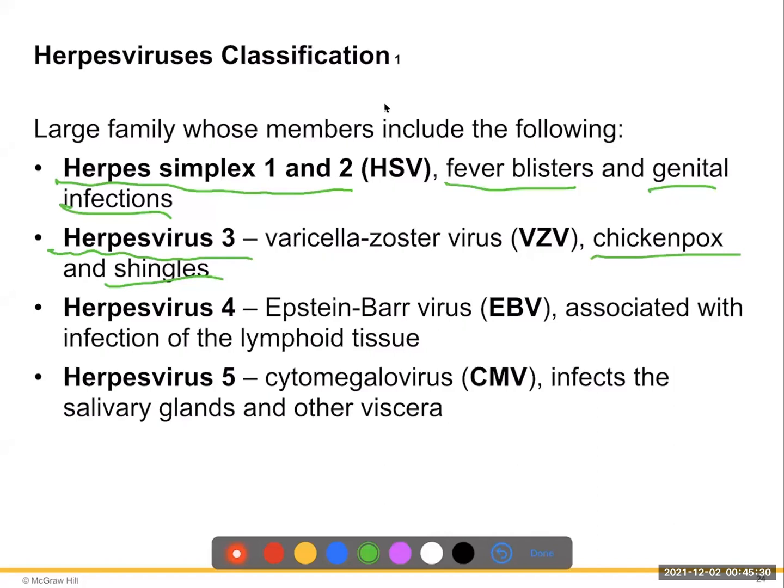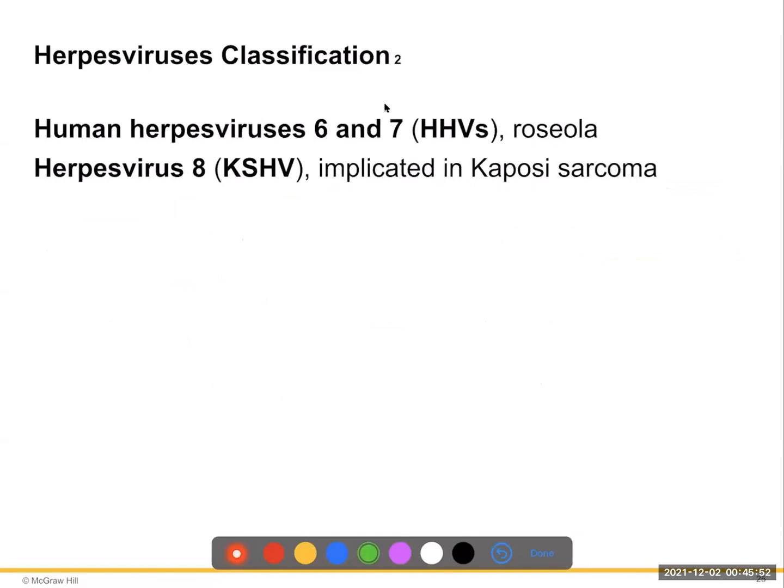Herpes 4 is your Epstein-Barr virus, typically associated with mononucleosis, things like that, where your body just gets very tired. Associated with infection of the lymphoid tissues. Herpes virus 5, the cytomegalovirus, infects the salivary glands and can cause real severe swelling on the head and neck and the other viscera. 6, 7, and 8: 6 and 7 are roseola, rashes, a red rash on the cheeks. Herpes virus 8, KSHV, implicating Kaposi sarcoma.